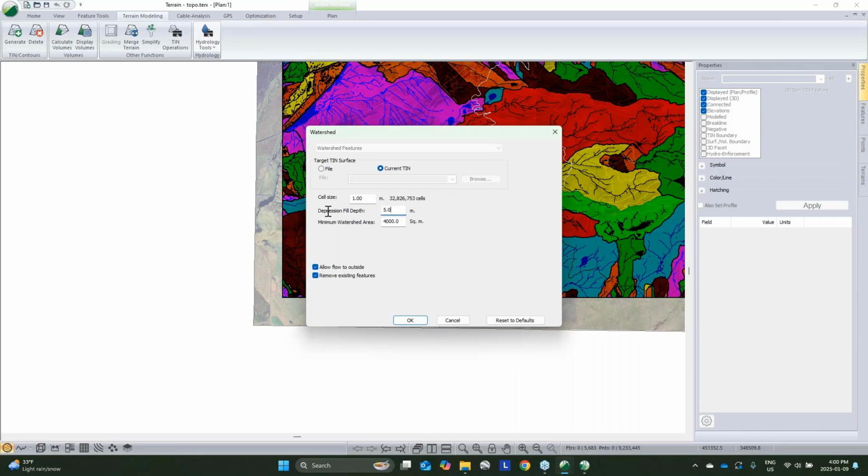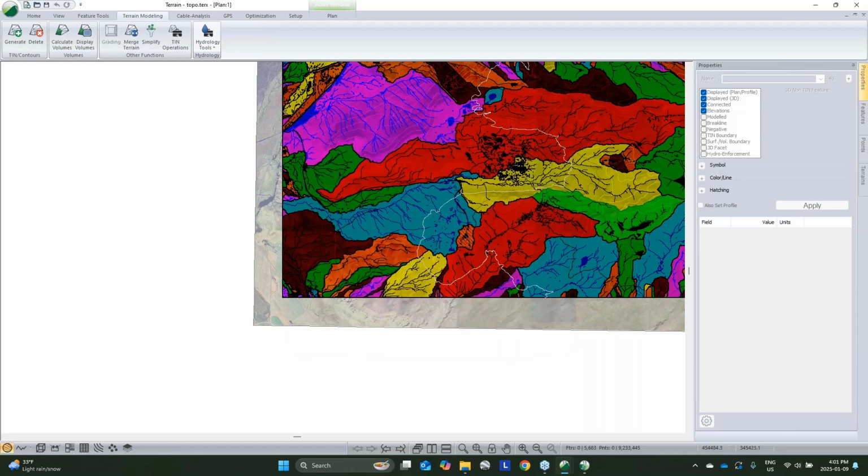One, we could increase the depression fill height. So that's just the max height that a depression is allowed to fill up and flow out of. So if it fills up to 6 meters, or requires 6 meters of fill or depth to have water flow out of it, well, in this case, it wouldn't have reached that. So we get that self-contained functionality.